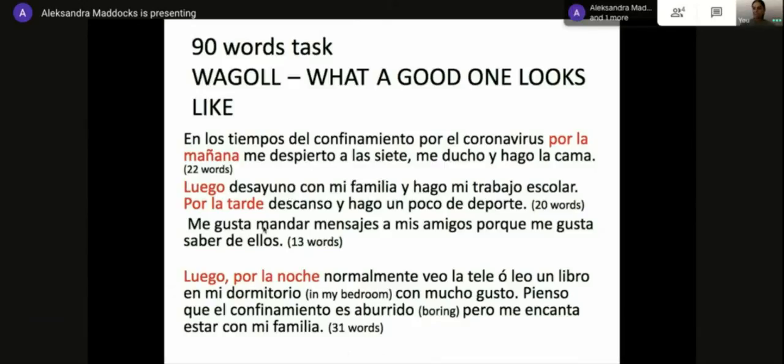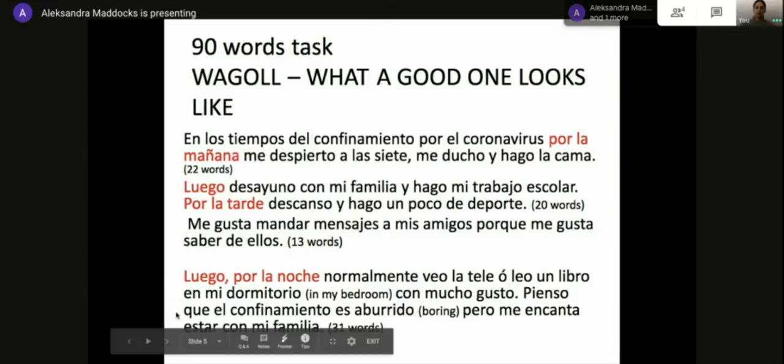Me gusta, and here I'm coming up with an opinion, which I always value so much. Me gusta mandar mensajes a mis amigos porque me gusta saber de ellos. I like to send messages to my friends. I'm giving a reason, which we pointed out in the previous lessons, always important. ¿Por qué? Because me gusta, I like to know about them. Saber de ellos. 13 words, one sentence.